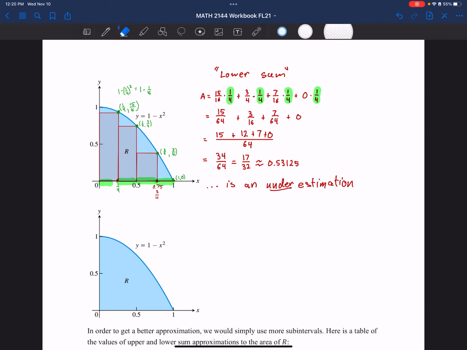So you know what? If we're already drawing rectangles, instead of the endpoints of the rectangle being on the curve, let's have the midpoint of the rectangle on the curve.